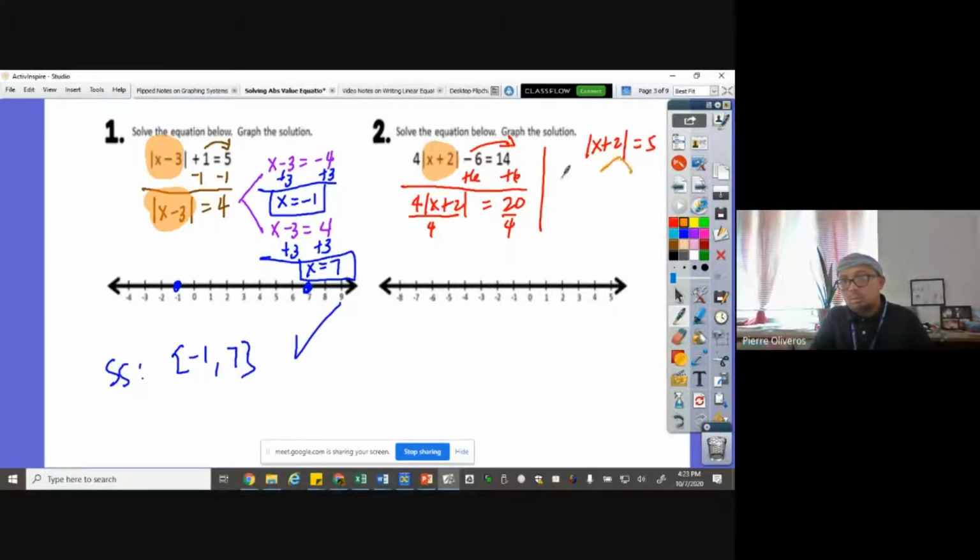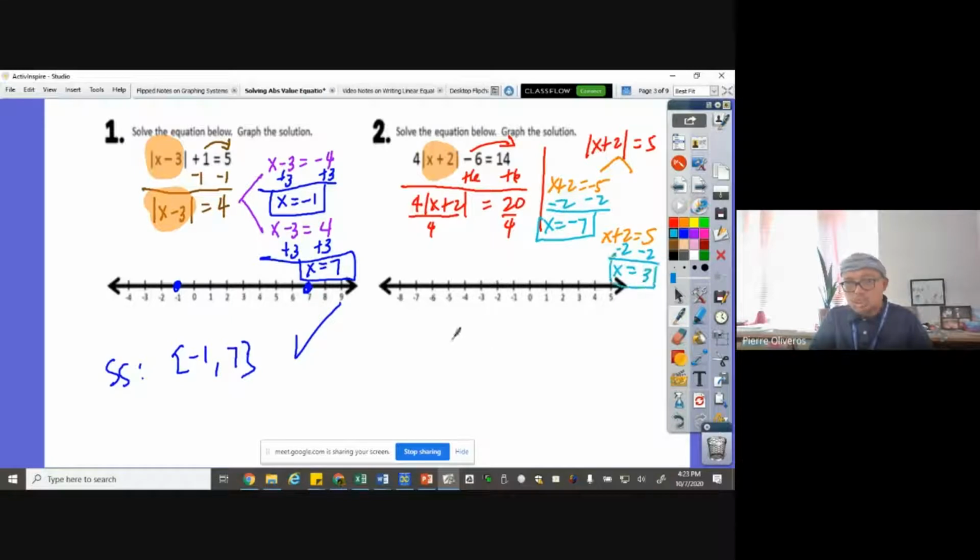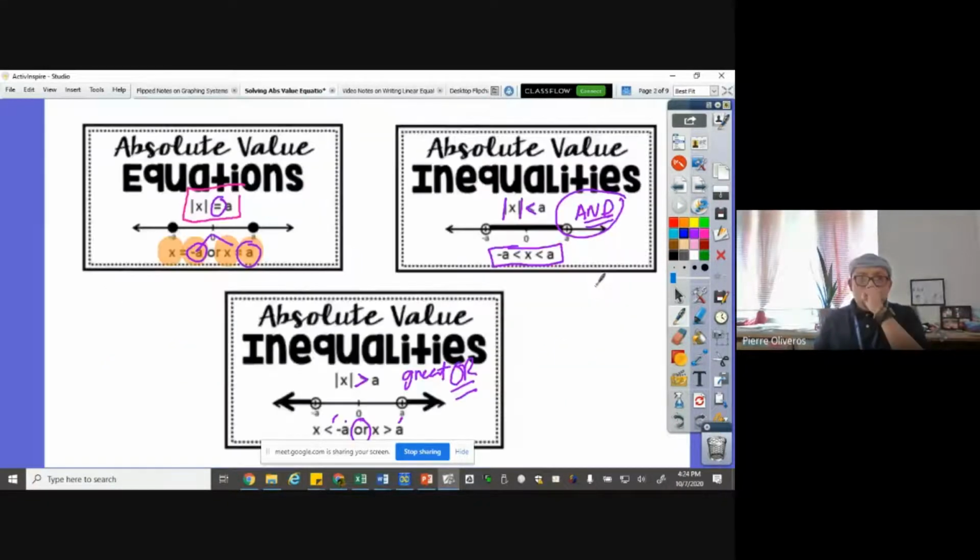Again, you split them into two. One is x plus 2 is equal to negative 5. The other one is x plus 2 is equal to 5. Work it out, minus 2 on both sides. That gives you x equals negative 7. Minus 2 here, x equals 3. So the solution set is negative 7, comma, 3. The answer is negative 7 and positive 3. Kaboom. Very easy, right?